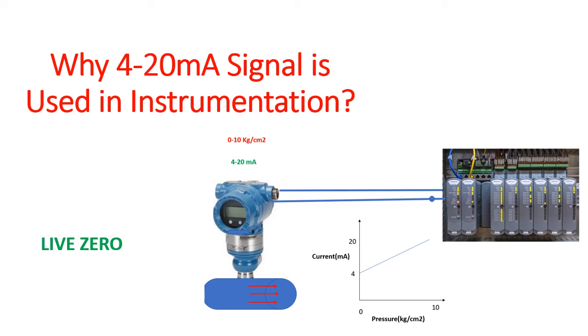One of the basic questions in instrumentation engineering is why a 4 to 20 milliampere signal is used in instrumentation signal transmission. This question is very common across interviews for freshers and experienced hires, and this is a very fundamental thing that needs to be understood to make further progress in instrumentation engineering. So in this video we will be discussing in detail why the 4 to 20 milliampere signal is being used, with the help of an example.